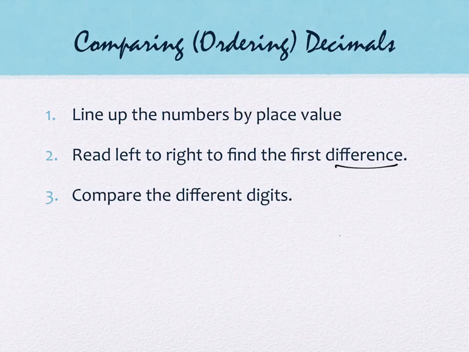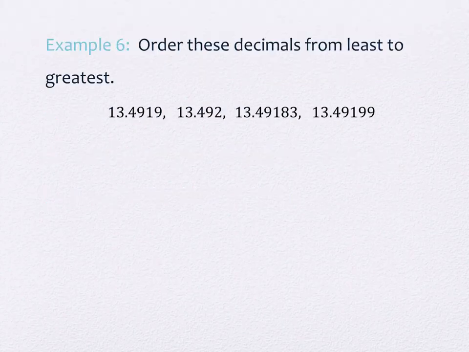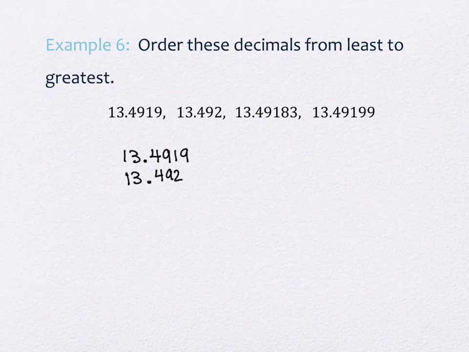Okay, so we're going to do one. We have 4 numbers given, and they're given horizontally. That's typically how they'll show up when they're given to you. So the first thing we want to do is actually write them vertically, like stacked on top of each other. So I'm going to write 13, and then 4,919 10,000ths. And then I have 13, 492 thousandths.